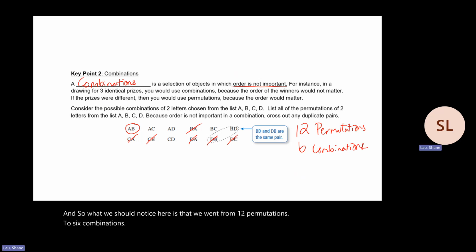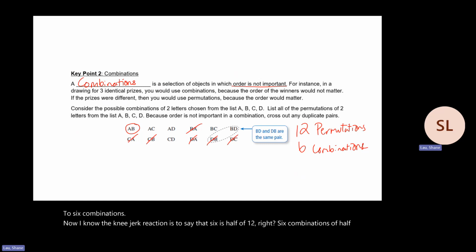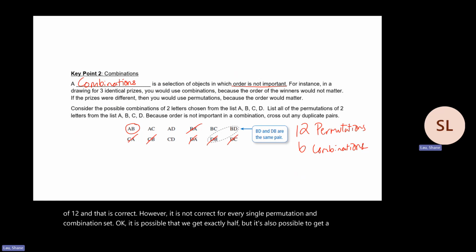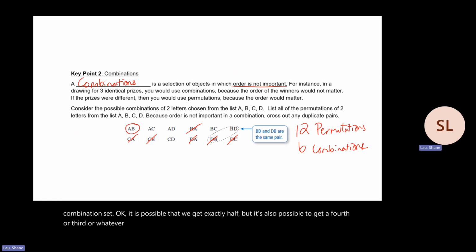Now, I know the knee-jerk reaction is to say that 6 is half of 12, right? 6 combinations is half of 12 permutations, and that is correct. However, it is not correct for every single permutation and combination set. It is possible that we get exactly half, but it's also possible we get a fourth or a third or whatever, right? This is not always going to be true.